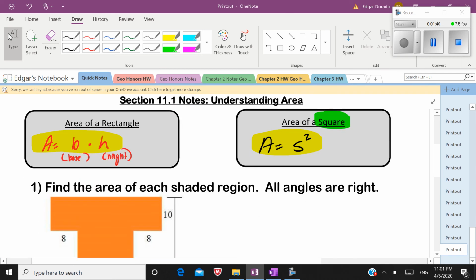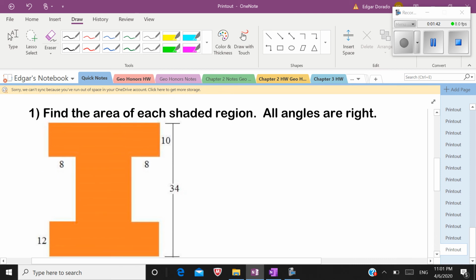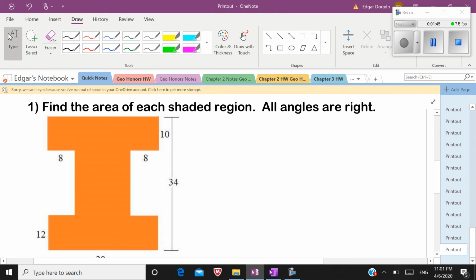So let's see what I mean by applying it in different contexts. Here, even though it might appear that there are rectangles, this isn't necessarily just going to be one formula, because that is not a rectangle. That's a mixture of different rectangles. So we're going to have to identify the full area of the shaded region.